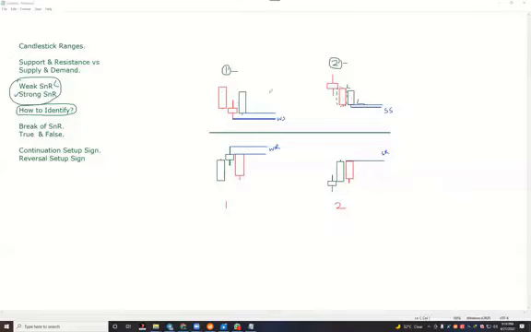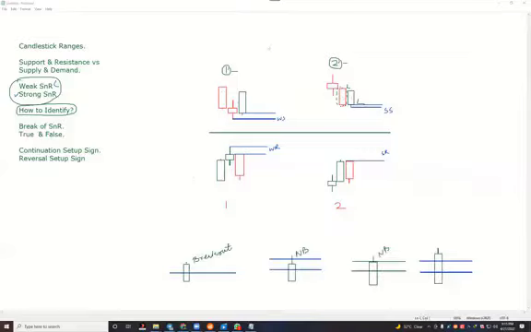Now the next point. There is a level. It can be support, it can be resistance. If the candle breaks to the upside, what do we count it as? I say it's a breakout. Yes, okay, so this is the breakout. A breakout has two types: one is the false and the other is the true.